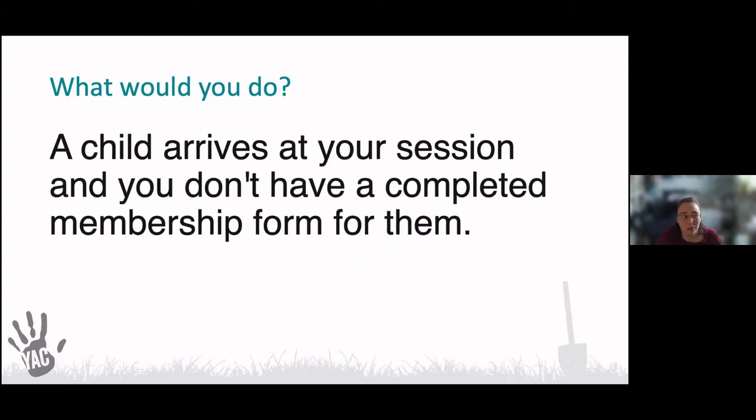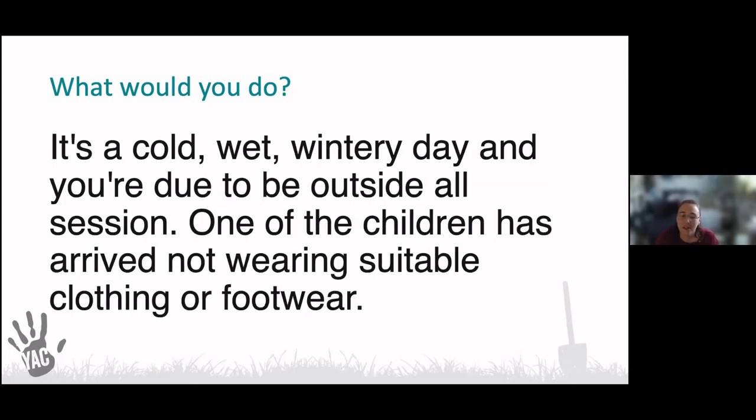Some of these are really simple. So a child arrives at your session and you don't have a completed membership form for them. So there are some generic ones, and they're things that have happened. They're things that have come through from the consultation, but you can add your own for your own branch as well.